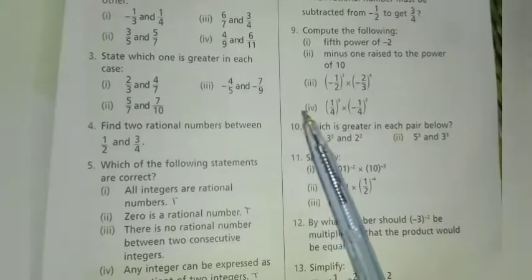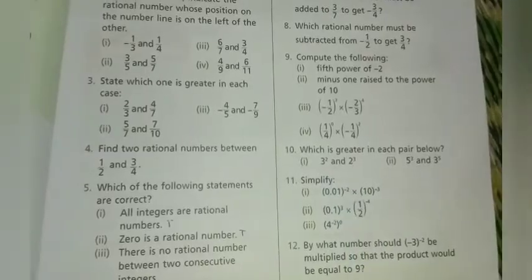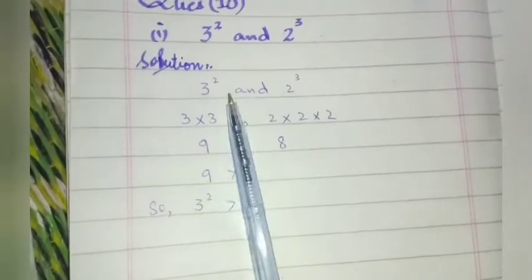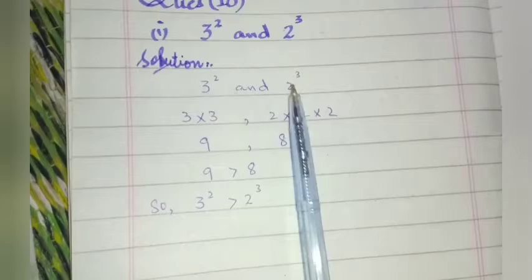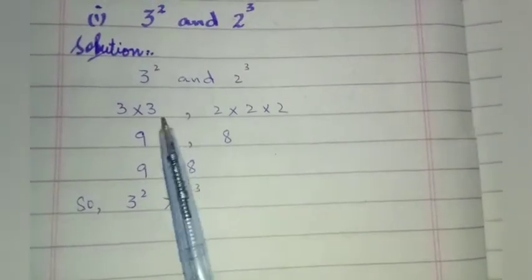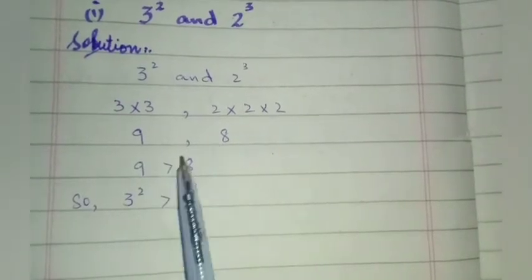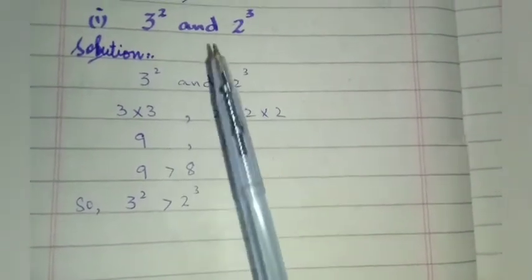Question number 10. Which is greater in each pair below? 3 square and 2 cube. So 3 square can be written as 3 multiplied by 3 and 2 cube can be written as 2 multiplied by 2 multiplied by 2. So 3 3s are 9, 2 2s are 4 and 4 2s are 8. So 9 is greater than 8. So 3 square is greater than 2 cube.